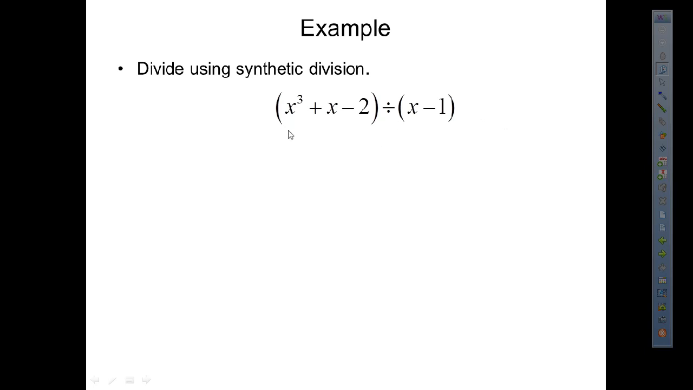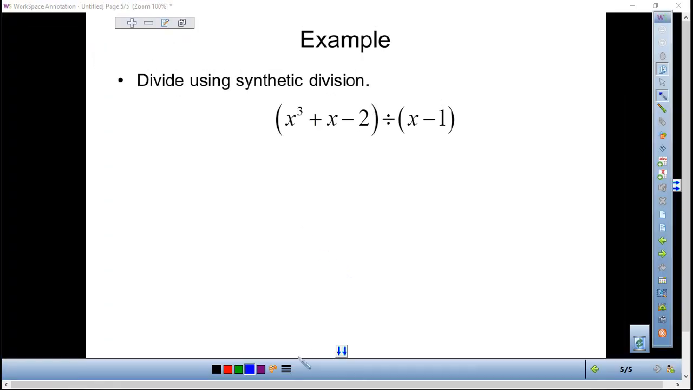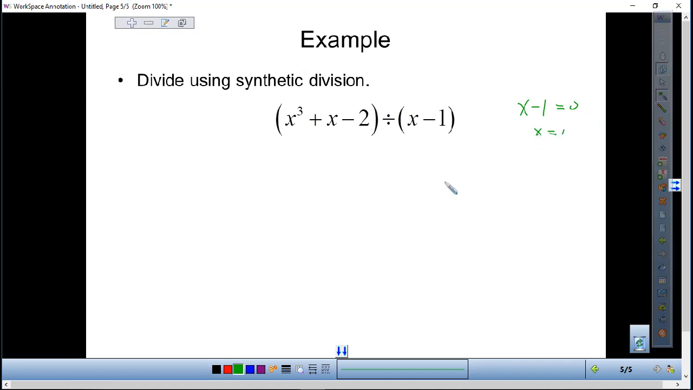All right, so to do synthetic division here, we're going to take this and solve it for x. So x minus 1 equals 0. We're going to move the 1 over. So x equals 1. That is what goes in your box right here.